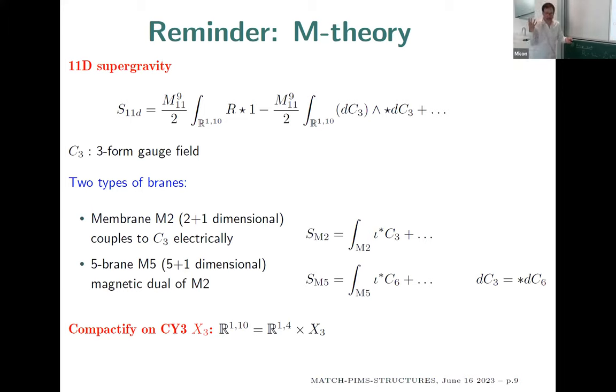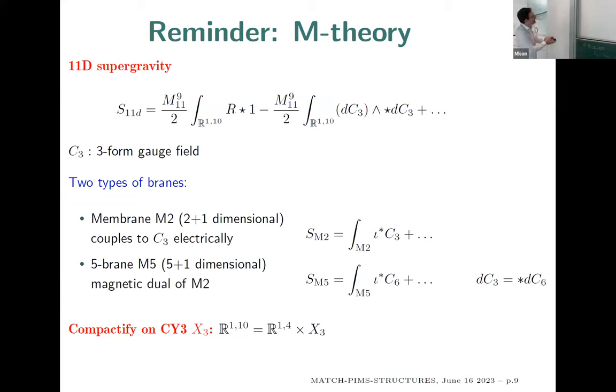And what will be the particles, or what will be the charged objects? There are two types of charged objects in this 11-dimensional theory already. First, there are the famous membranes. These are 2+1-dimensional objects. So they have two spatial dimensions, one time dimension, and they couple to the three-form simply by pulling back the three-form to the world volume of the membrane. Hence, they are electrically charged under this three-form. That's the jargon.